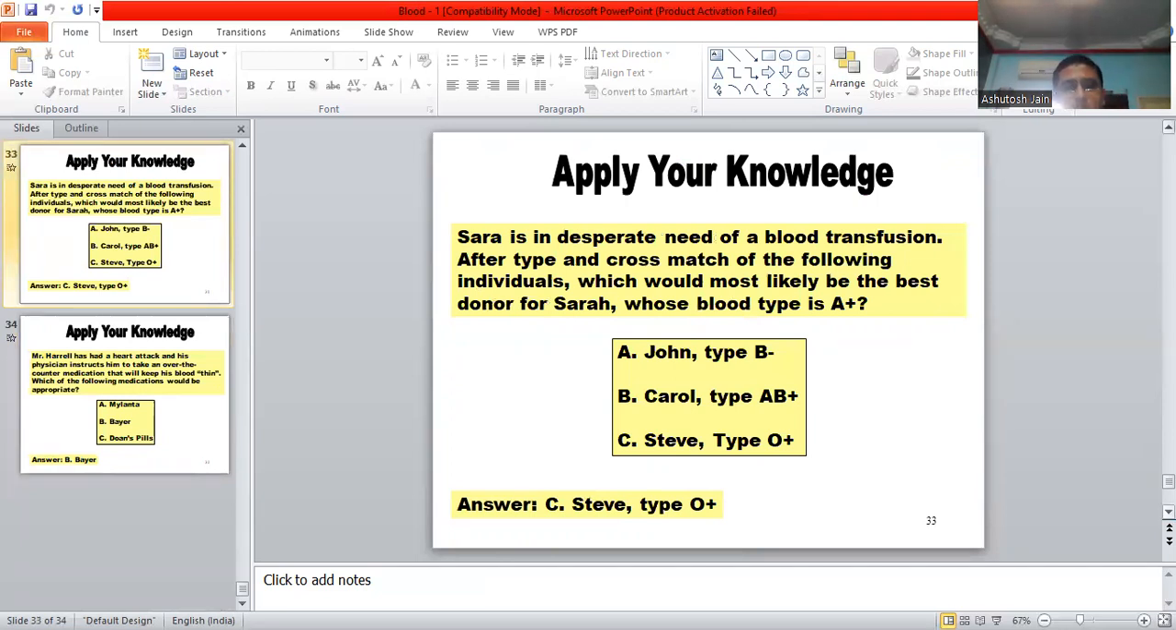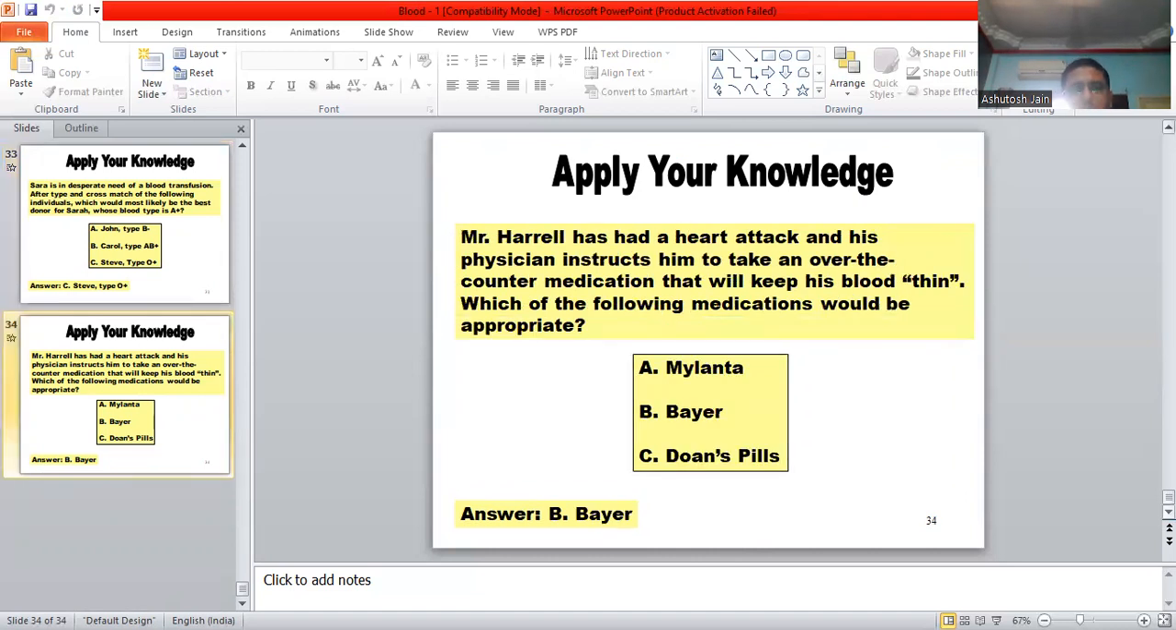Sarah is in desperate need of a blood transfusion after type and cross match of the following individuals. Who would most likely be the best donor for Sarah, whose blood type is A plus: John, Carol, Steve? Answer is C, Steve. Mr. Harrell has had a heart attack and his physician instructs him to take an over-the-counter medication that will keep his blood thin. Which of the following medications would be appropriate: Maalox, Bayer, Don't Spill, Bayer?